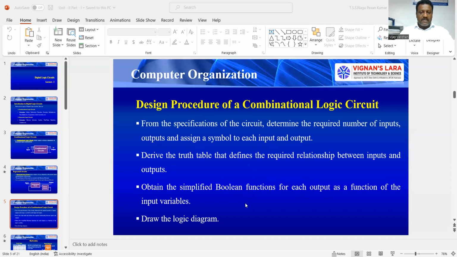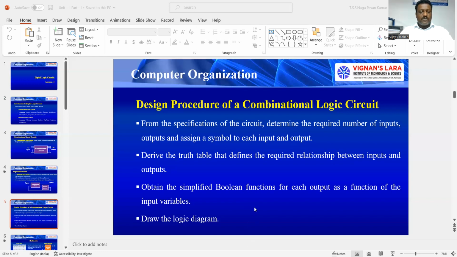Once again, I quickly repeat the design procedure of a combinational logic circuit. Number 1 is to find how many inputs and outputs are needed for the required combinational logic circuit, and based on the specifications, give symbols for each and every input as well as output. Number 2 is deriving the truth table. Number 3 is to write the output expressions in terms of the input variables, and after that, you should simplify them using any simplification method. At the end, the simplified expression can be designed with logic gates.